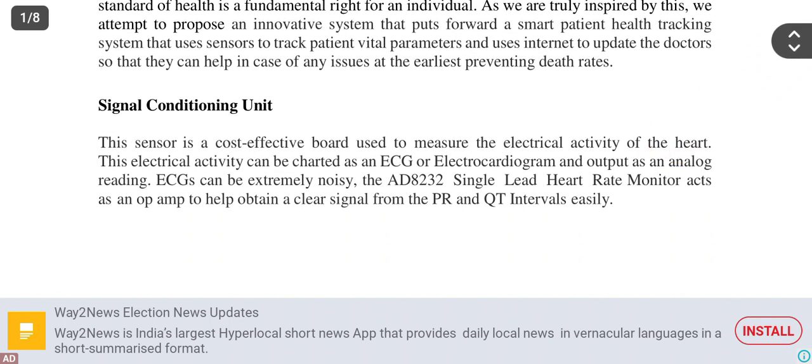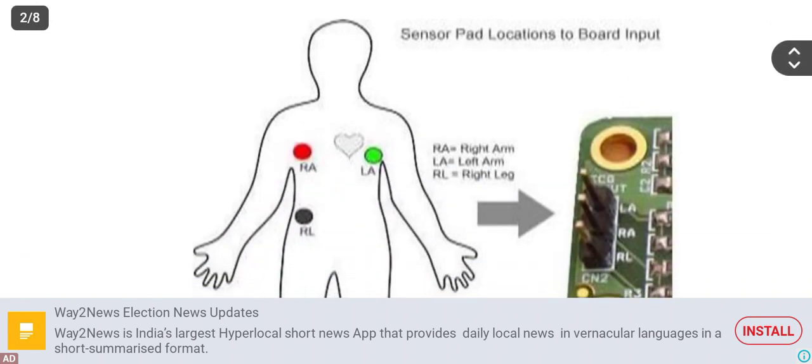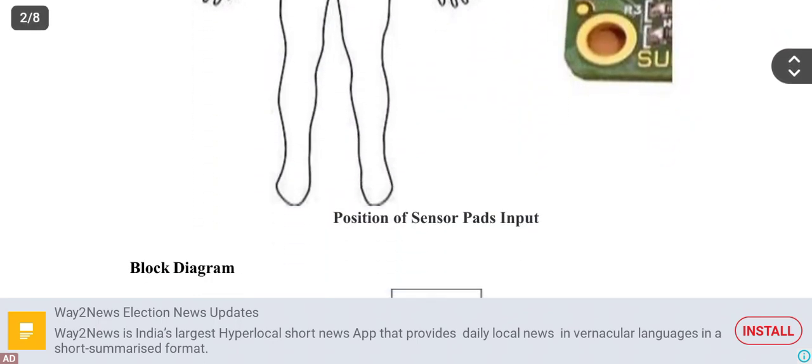The signal conditioning unit, the ECG sensor, is a cost-effective board used to measure the electrical activity of the heart. This electrical activity can be charted as an ECG or electrocardiogram and output as an analog reading. ECG can be extremely noisy. The AD8232 single-lead heart rate monitor acts as an op-amp to help obtain a clear signal from the PR and QR intervals easily. The sensor pad locations to board input are represented in the figure.